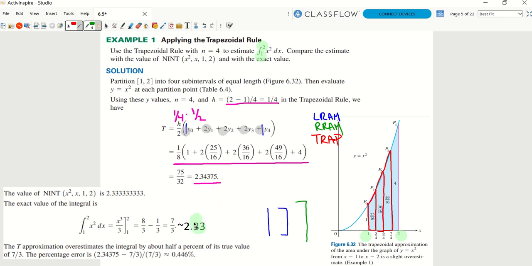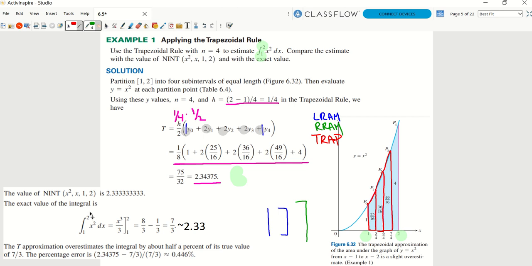Now, as a rule of thumb, when the graph is concave up, which is what it looks like, your trapezoidal rule estimation is going to be an overestimation, and vice versa. If the graph is concave down, your trapezoidal rule is going to be an underestimation. We can visually see this is concave up, but to really confirm it, take the derivative of this, which is 2x, and take the derivative of that, which is 2. So again, the first derivative of x squared is 2x, the second derivative is 2.